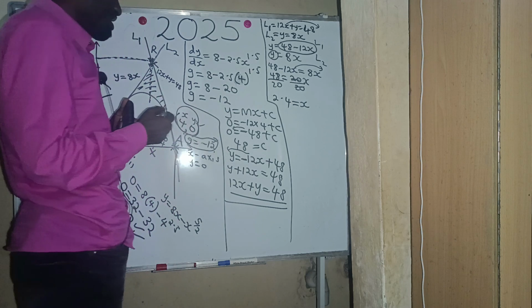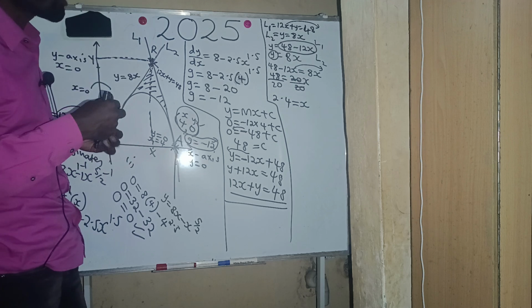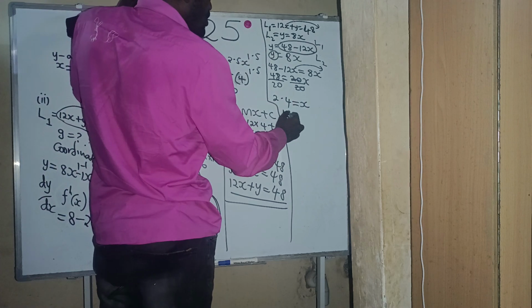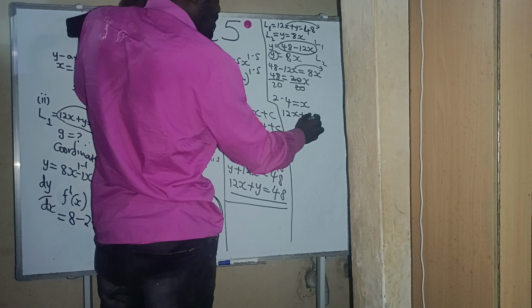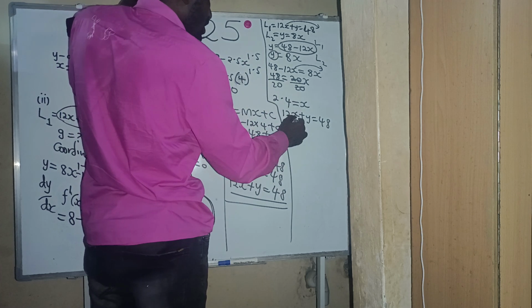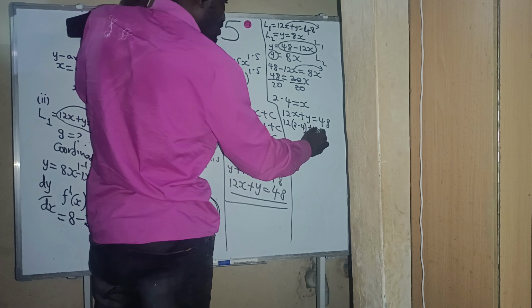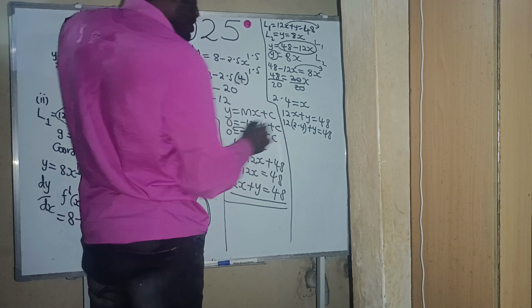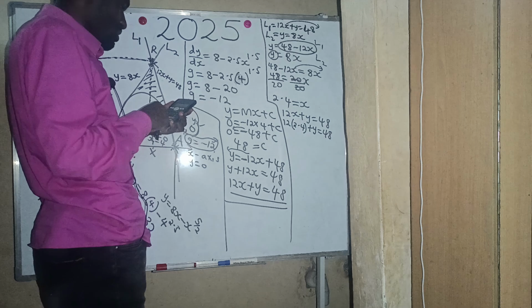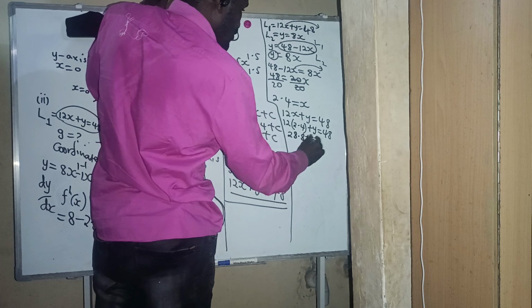Then, having gotten the value of x, I can pick either of the two equations and substitute the value 2.4 wherever there's x to find y. I can pick even the first one: 12x plus y equals 48. So if x is 2.4, what is the value of y? 12 times 2.4 plus y equals 48. 12 times 2.4 gives me 28.8, so 28.8 plus y equals 48.